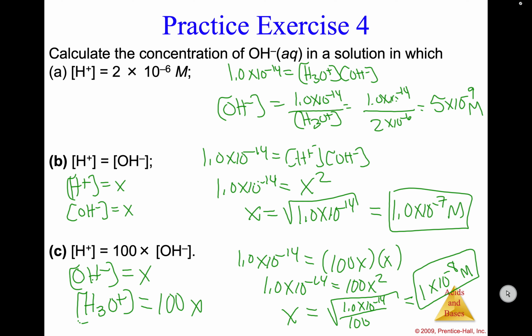The only reason I assigned X is because we got the concentration of OH minus in A. No, but A is one problem, B is a brand new problem, C is a brand new problem. Okay. Any other questions? Okay, well, we'll stop. Lauren, yeah. Because you're told hydroxide is X and hydronium is 100 times hydroxide. Plugging it in.